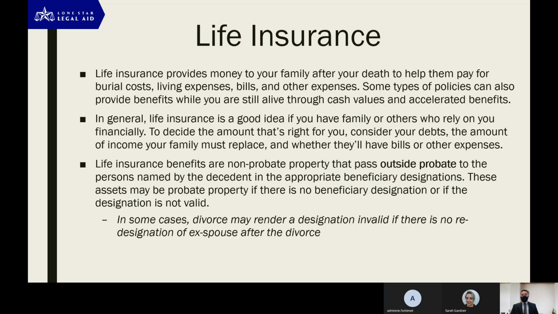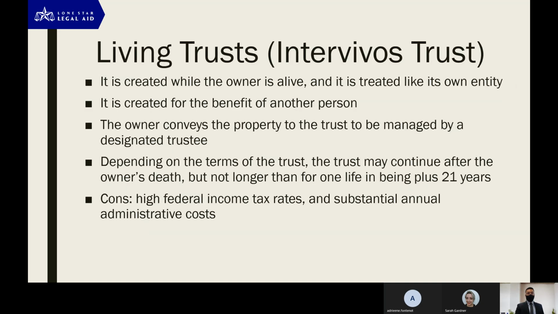One note here: in some cases, if you've designated your spouse as the beneficiary on your life insurance and then you get divorced before you pass, sometimes that designation can be invalid if you do not redesignate your ex-spouse after you get divorced. I think that rarely happens where you still want your ex-spouse to have your life insurance money, but sometimes it does. And so if you did want that to happen, you would need to redesignate them again after your divorce proceedings.